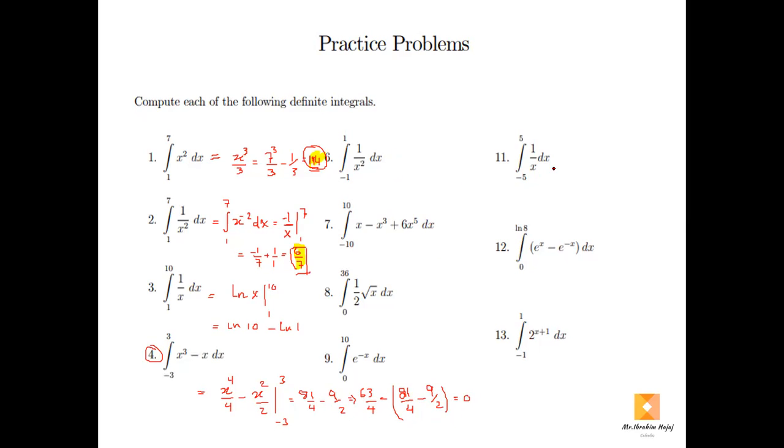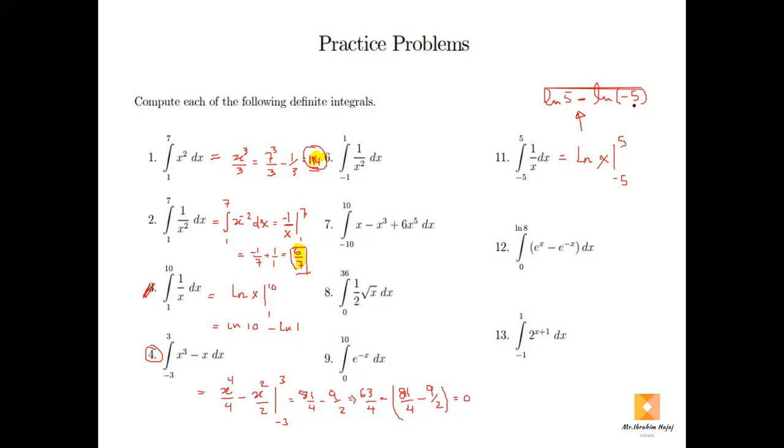Okay. In question number 11, we have 1 over x again, and from the same positions. I think the answer will be 0, because the antiderivative is ln x, the same as number 3. So the integral from -5 to 5 of 1 over x dx equals ln x evaluated from -5 to 5. So the answer is ln 5 minus ln -5. Is it 0? Sure?